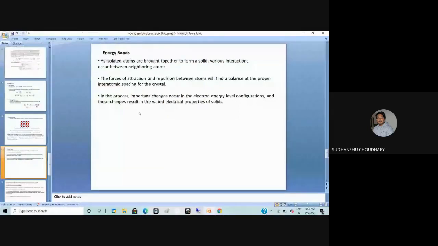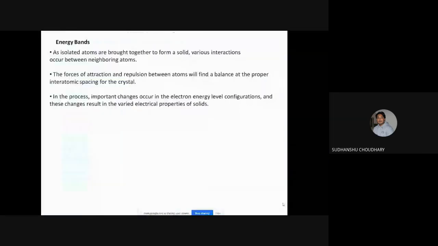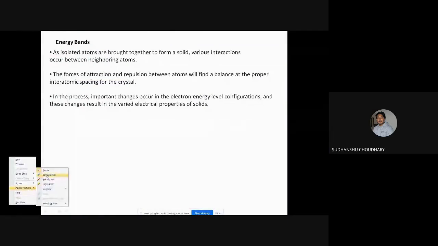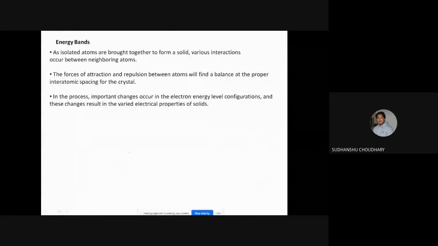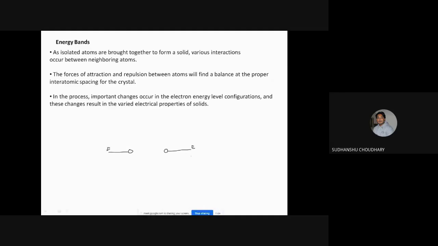All right. Now how is this energy band formed? This is important to understand here. Whenever two atoms are brought close together, let us say I have one atom over here and the other atom is over here, with different energies, and they are brought together to form a solid. Or maybe two atoms are brought together to form a molecule, you can call. Various interactions occur between these atoms.